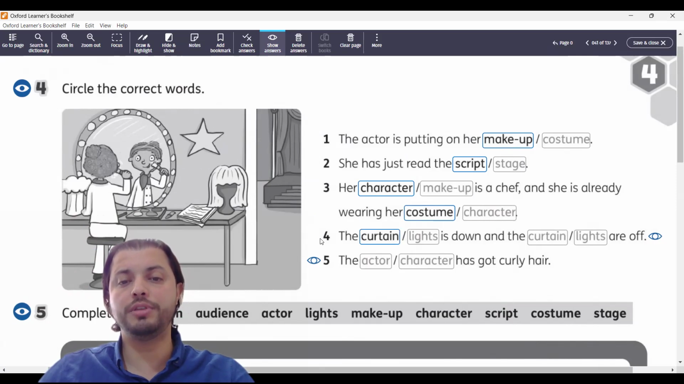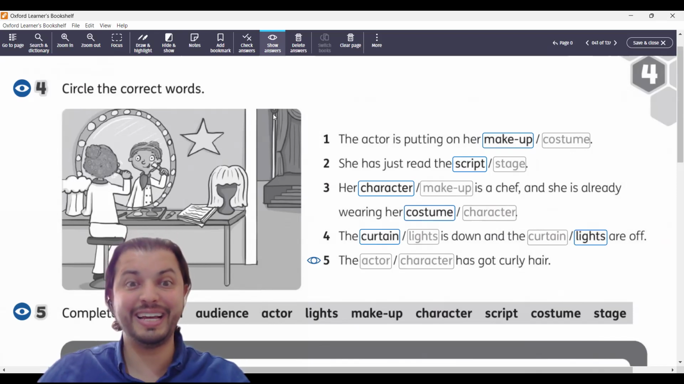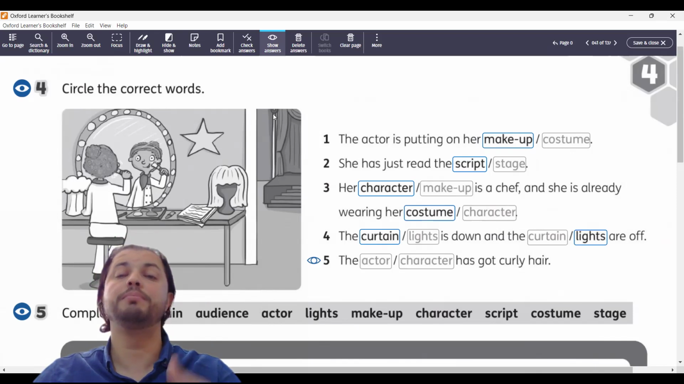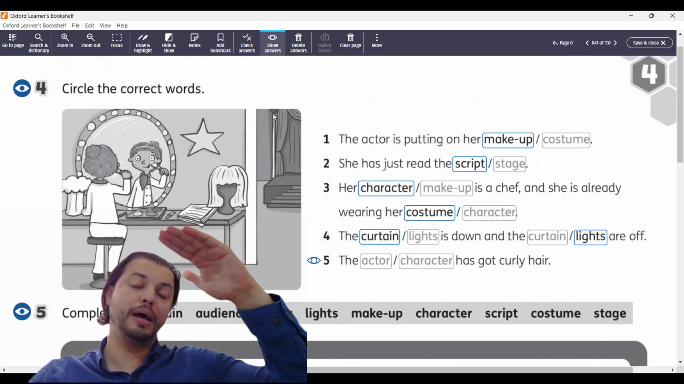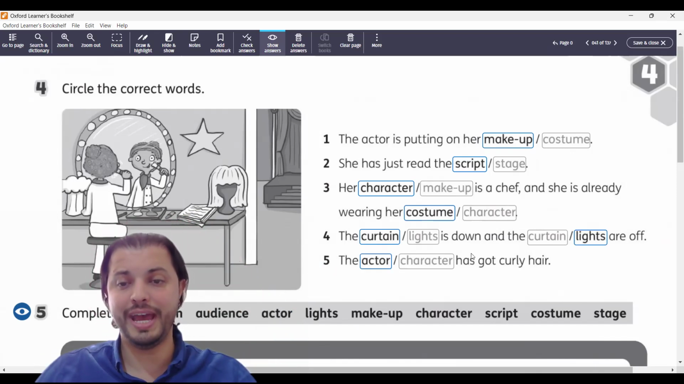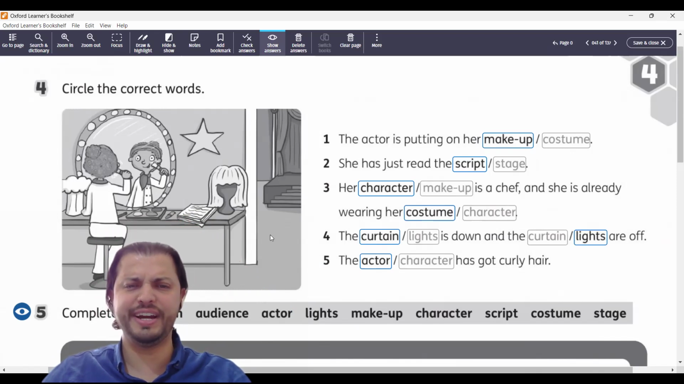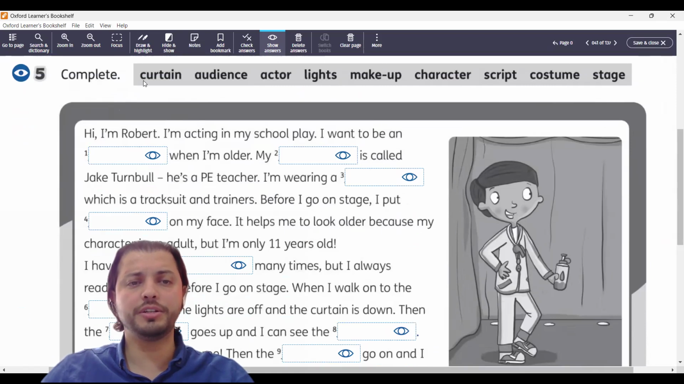So four, the curtain is down and the lights are off. Look, the curtain here and no light. Later on, when she comes up, the curtains will go up and the lights will be on. So the actor has got curly hair. Yeah, curly hair is a little bit annoying. Okay, now let's see. We have here curtain, audience, actor, lights, makeup, character, script, costume, and stage.